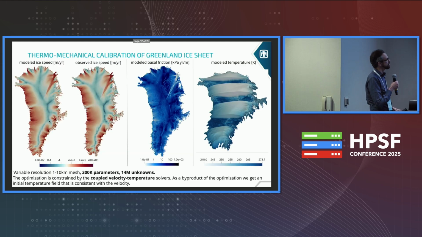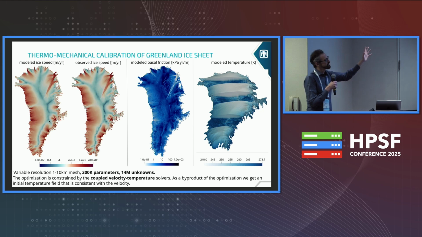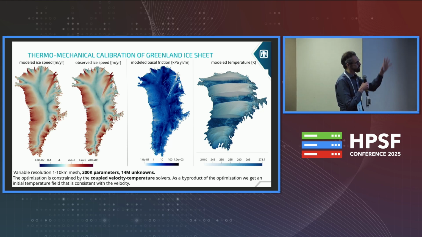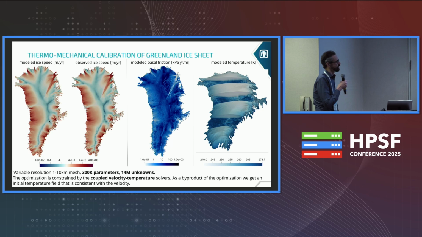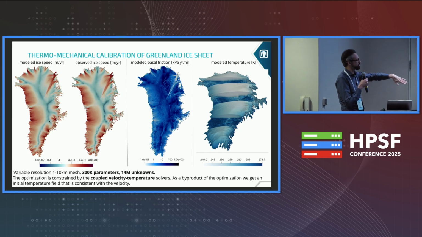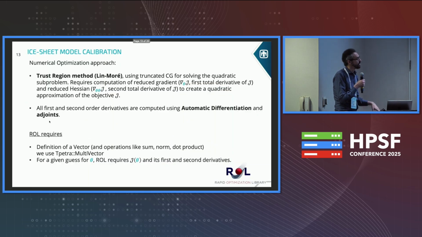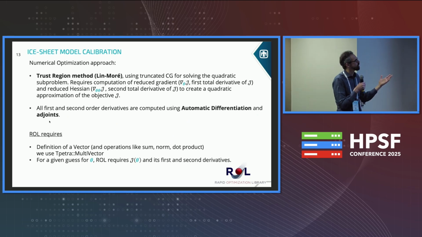So the way we solve this, and this is kind of what we get after we solve that problem: in the middle, you have this basal friction field that has been estimated by solving this inverse problem, and it is such that the model velocity on the left is as close as possible to the observed velocity that you have. That's the second figure there. And in this case, for example, we have 300,000 parameters for the basal friction, and in total we have 14 million unknowns.